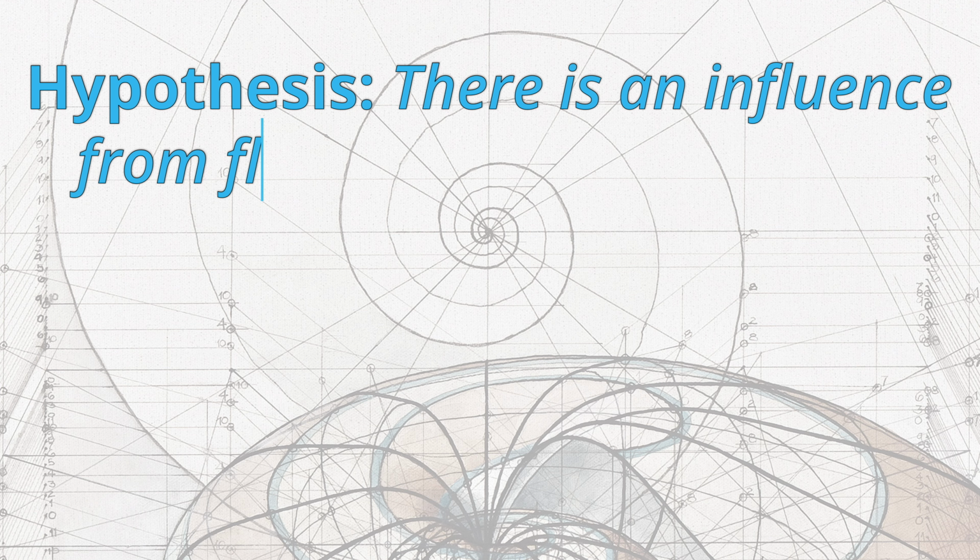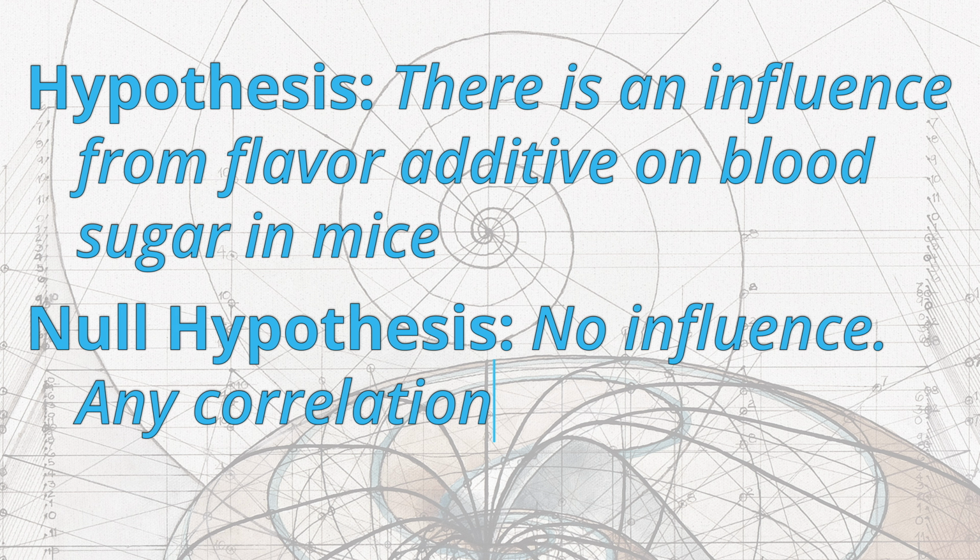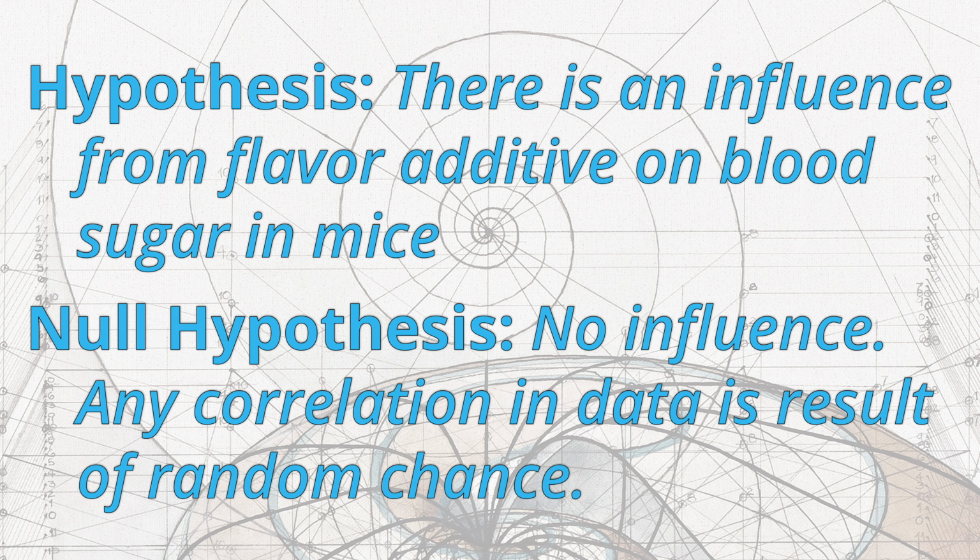Imagine doing an experiment to test whether a new flavor additive has any impact on blood sugar levels in mice. Your working hypothesis is that your additive will increase the mice's blood sugar levels. The null hypothesis is that the additive does not increase their blood sugar, so any difference in their blood sugar levels would just be the result of random chance. The hypothesis you're testing is that there is an influence between the independent and dependent variables in your experiment, the flavor additive and blood sugar level. The null hypothesis is that there is no influence between the two variables, and any correlation you might observe is purely coincidental.